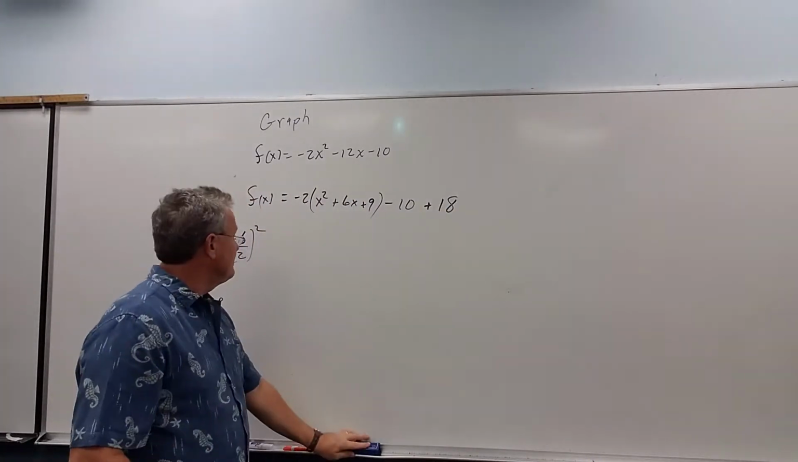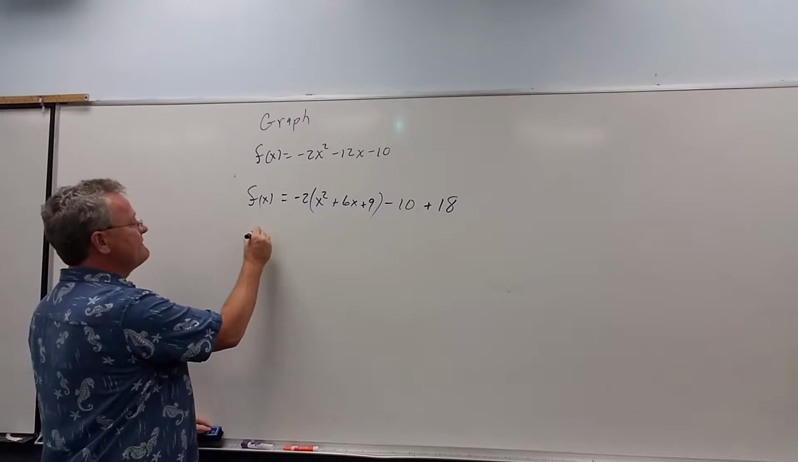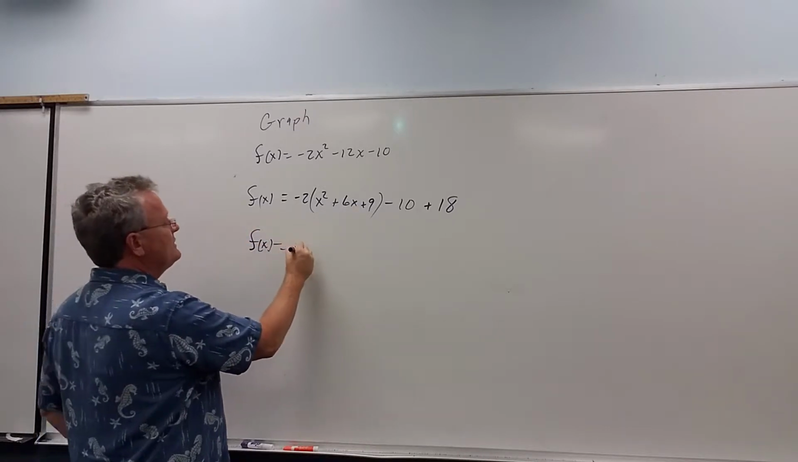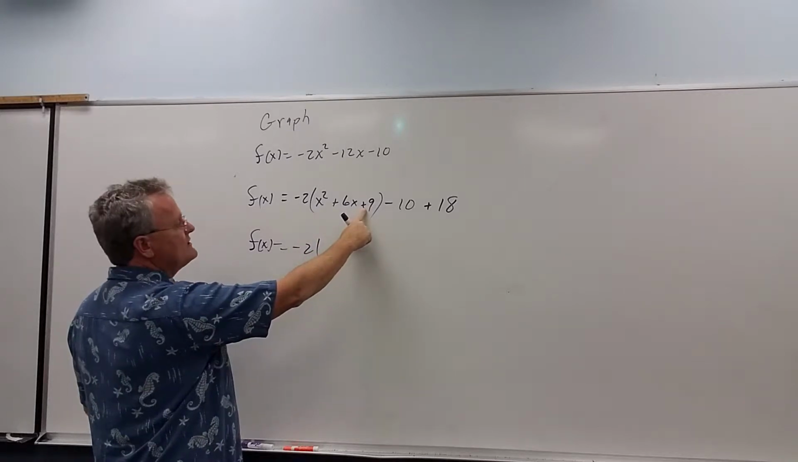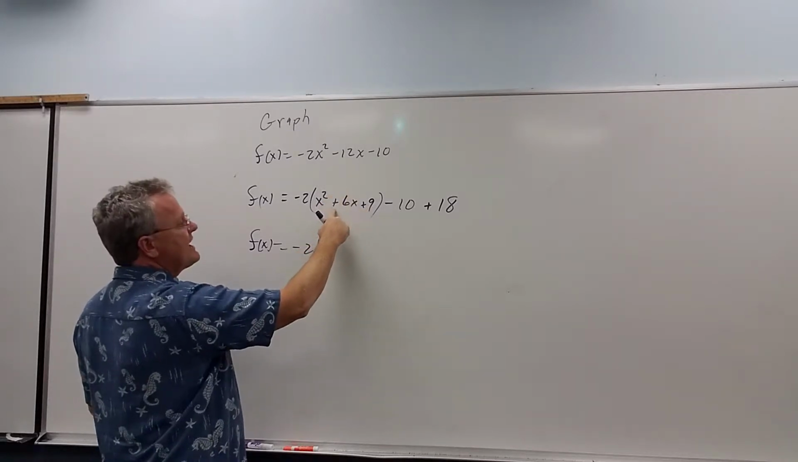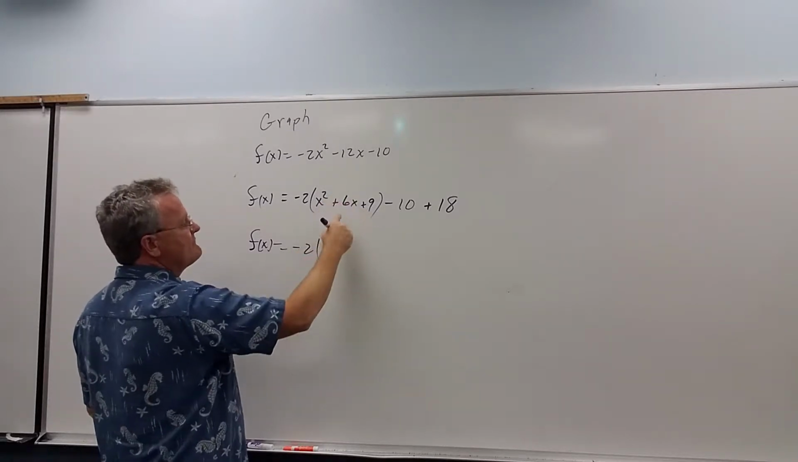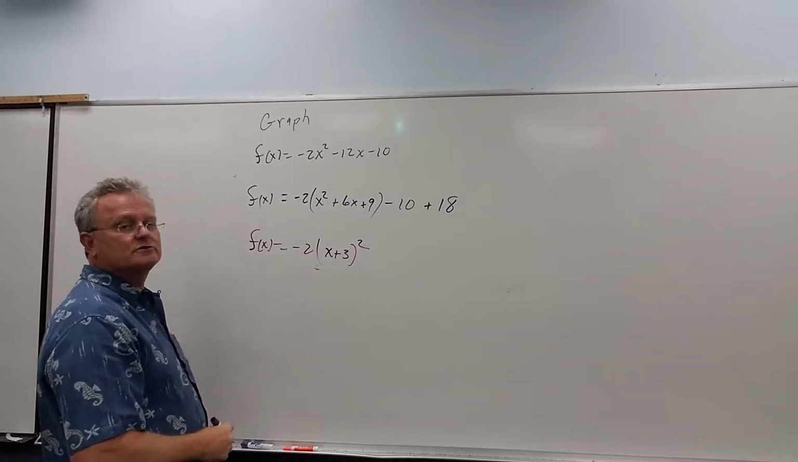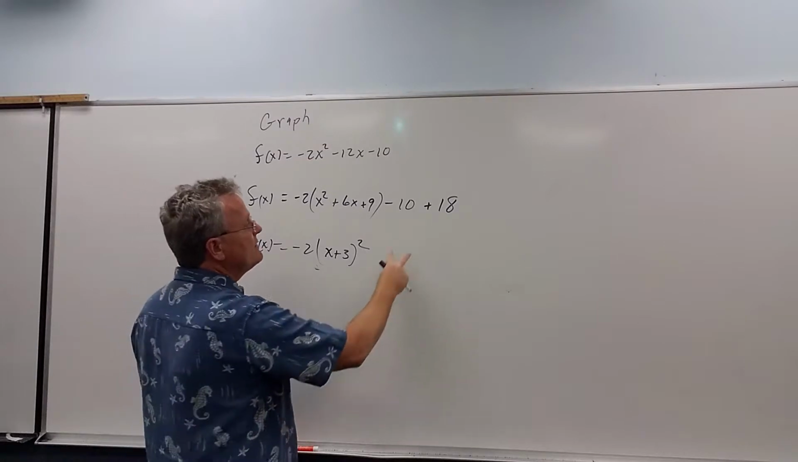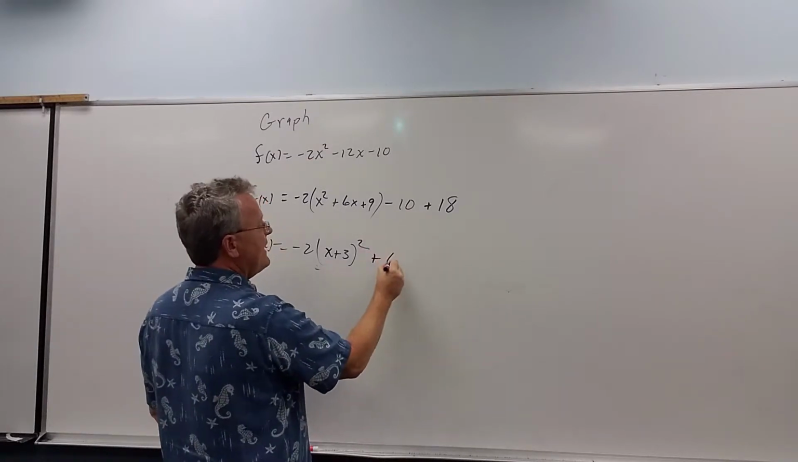So now, let me erase this. We have f of x is equal to -2 times, and this always factors to x plus half of that number. Half of +6 is +3. So that factors to x plus 3 squared. These numbers add up to 8.